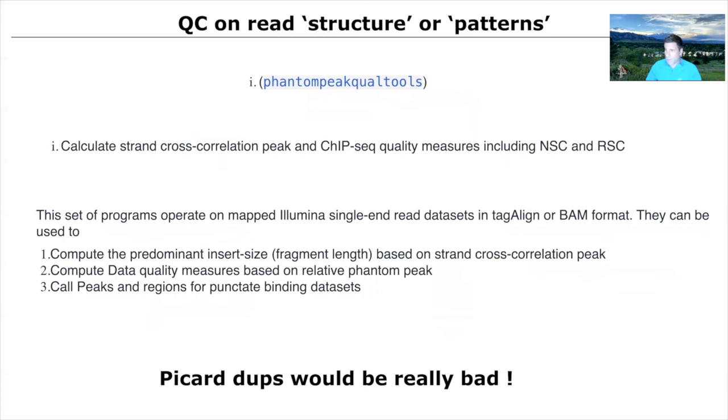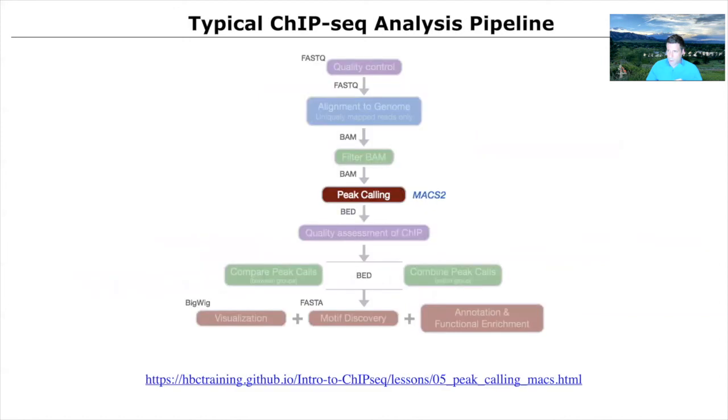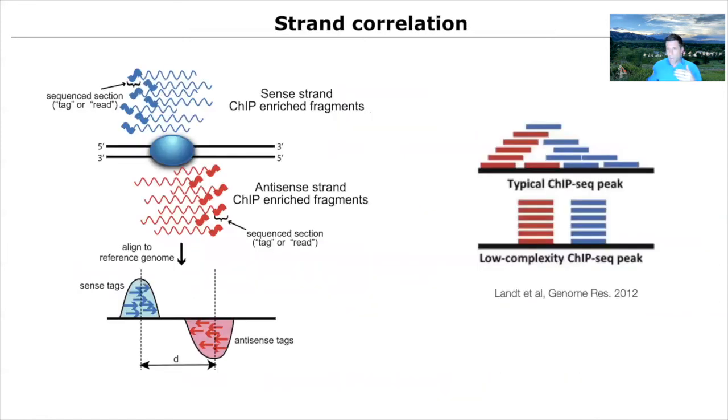Picard, we already just talked about, gets rid of that. And then Phantom Peak Tools is going to say, take another level and not only look at that plot profile, but look at how the reads are aligned on strands. So you would expect that the DNA binding protein would be binding sort of to both strands, and you would see equal representation on either side of its binding site.